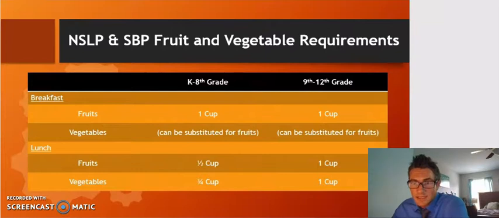The NSLP and SBP are the National School Lunch Program and the School Breakfast Program. So we're looking at schools that implement nutrition education programs that follow those guidelines for fruit and vegetable requirements. So you can see that vegetables are not required for breakfast, but they can be substituted for fruits, while both are required for lunch. So children are required to select a fruit and vegetable for lunch with only the requirement of fruit at breakfast.